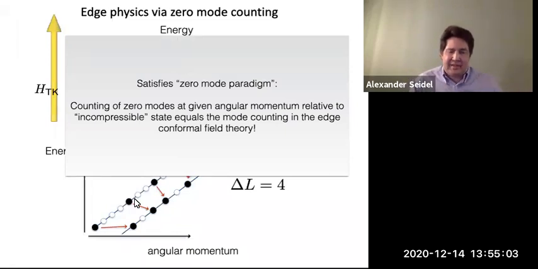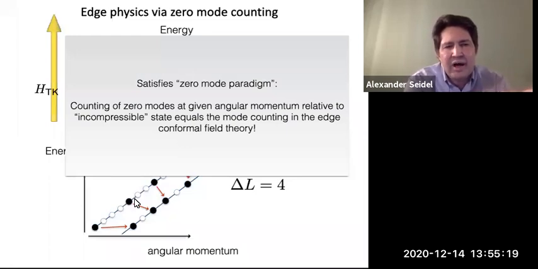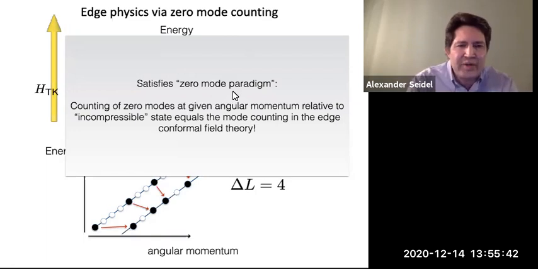And this is, to me, the most efficient way to see that the mode counting of zero modes in the Laughlin state parent Hamiltonian, although it's a quite simple example, is in one-to-one correspondence with the mode counting of its edge conformal field theory. So whenever a Hamiltonian satisfies this paradigm, there are many zero modes, and their counting at given angular momentum agrees with the mode counting in some associated conformal edge theory, I say this Hamiltonian satisfies a zero mode paradigm. And so you can very easily appreciate that that's true for the Laughlin state and its Hamiltonian.